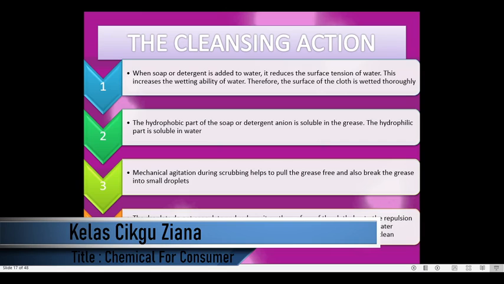Okay, number 4, the droplets do not coagulate. Maksudnya yang benda-benda yang droplets tadi do not coagulate, tidak akan bersatu antara satu sama lain and redeposit on the surface of the clothes due to the repulsion between the negative charge on their surface. Okay, these droplets are suspended in a water forming an emulsion. Okay, kemudian nanti droplets tadi dia akan pergi ke permukaan air, suspended in the water to forming an emulsion. So, bila kamu dah basuh dah gosok dah, apa yang kamu akan lakukan?